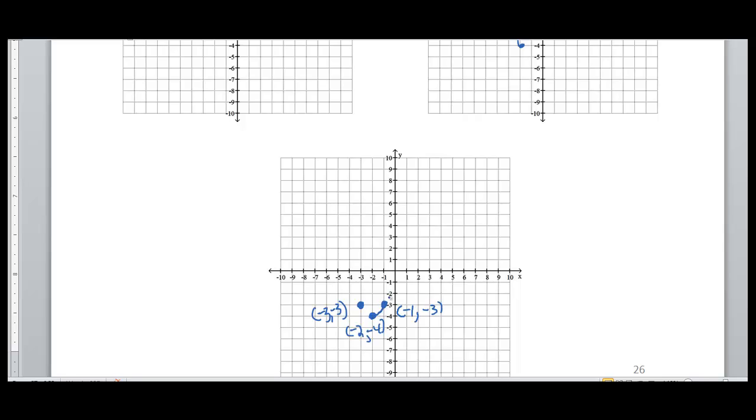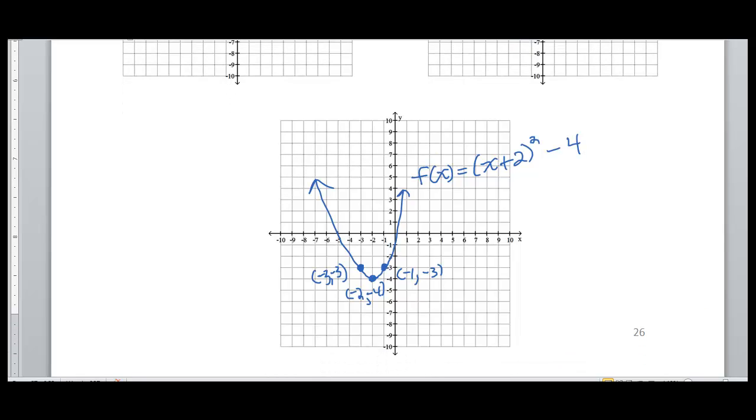And then I can draw my graph. And there is my graph of my final parabola there. All right. So this is my parabola, f of x equals (x plus 2) squared minus 4. And so now I want to figure out what the domain and the range are. Let's start with domain.